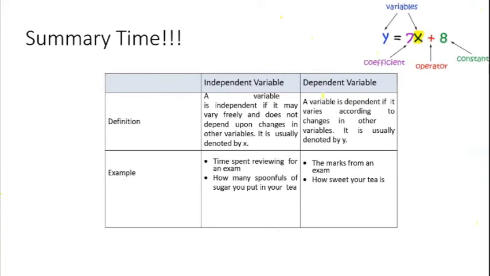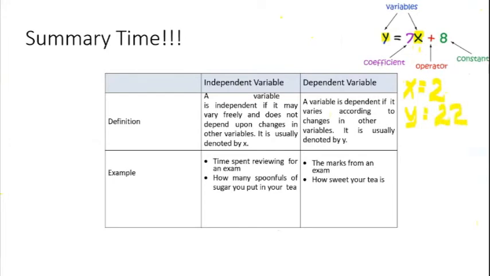And the dependent variable varies according to the changes in other variables. It is usually denoted by the letter Y. So let us now try different values. Let us manipulate the value of X. For example, let us change the value of X to 2. What would be the value of Y? Y now will be 7 times 2 is 14 plus 8, and that's 22.